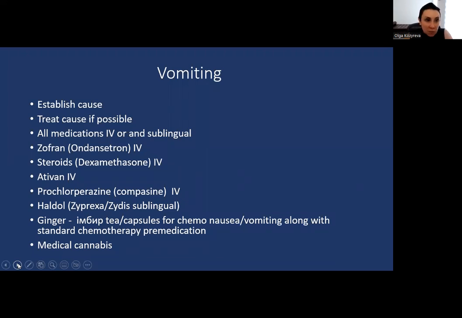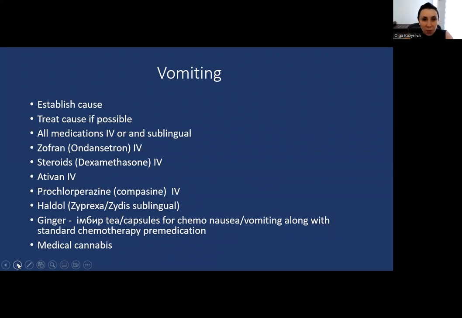Now we will talk about treating vomiting. Again, establish a cause, treat the cause if possible, right? And all medication should be IV or sublingual, right? If sublingual medication is not available, it should be given IV. Zofran, ondansetron, pretty common medication. I know in Ukraine you use it widely, and Zofran sublingual tablets exist. Dexamethasone is also available and can be given IV.